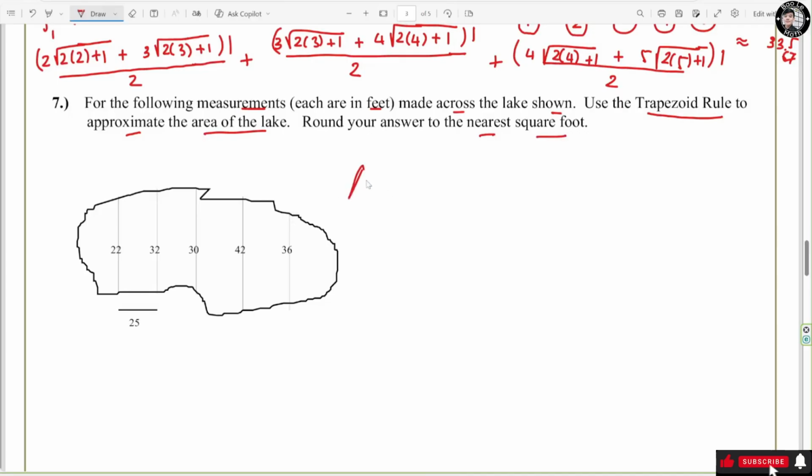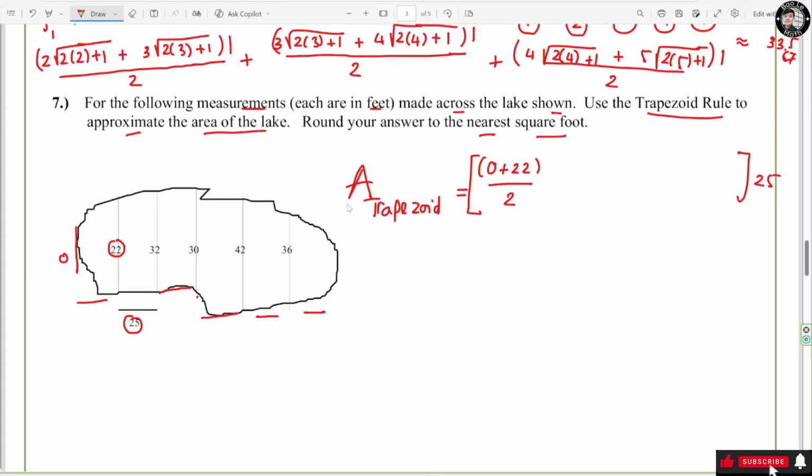Alright, so the area using the trapezoid rule is going to be base 1 plus base 2 times the height divided by 2. You see that the height always equals 25. This one right here, the height is always 25. Now we start from here. So we have 0 plus 22, divided by 2. All together, I'm going to multiply by the height outside because we have the same height. We just factor 25 out.